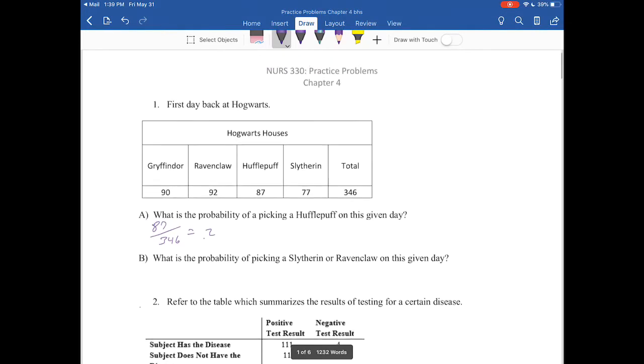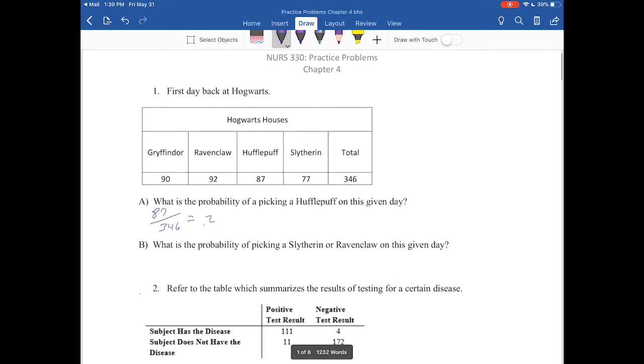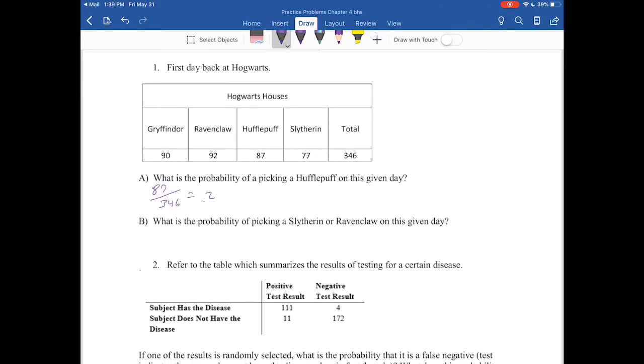I'm going to be going through our probability questions here. So the first one is going to be your first day back at Hogwarts. Remember, I'm going to be going through these with the assumption that you have already attempted them, and I'm going to be going over the ways to solve them and things to look out for.